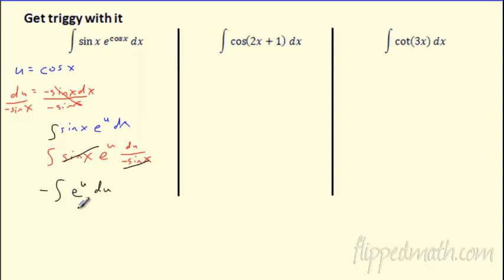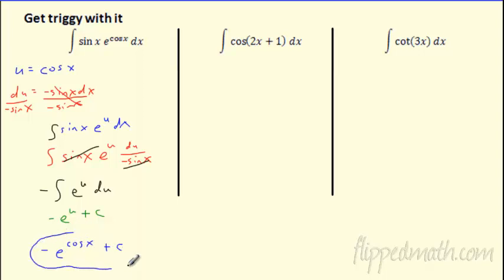If you integrate e to the u, what do you get? You get e to the u. I could integrate e all day. That's just awesome. Don't forget your constant, and then don't forget to plug your u back in there, which was cosine. So really, this was this, and you can check these.